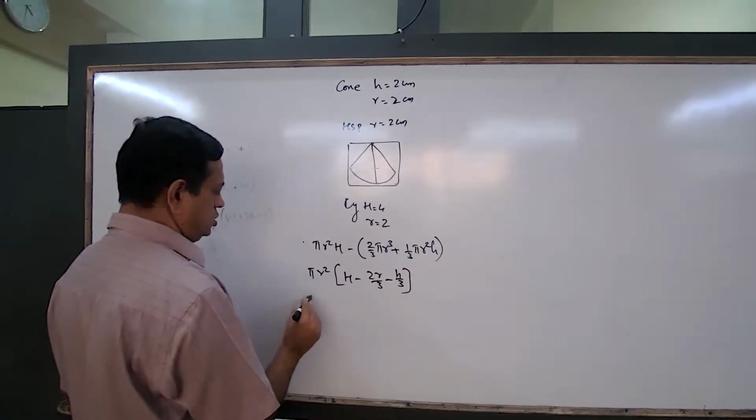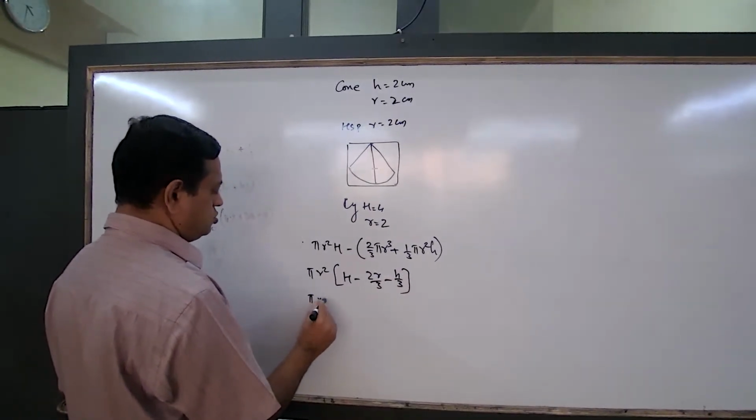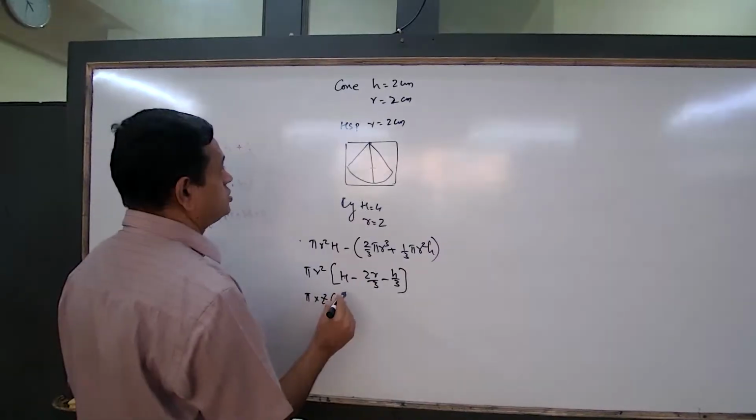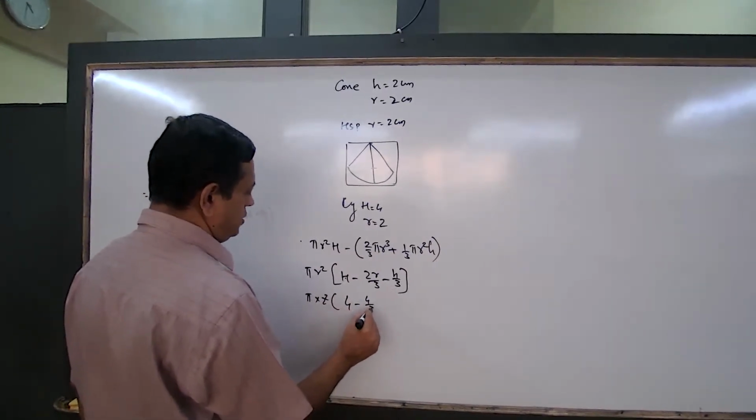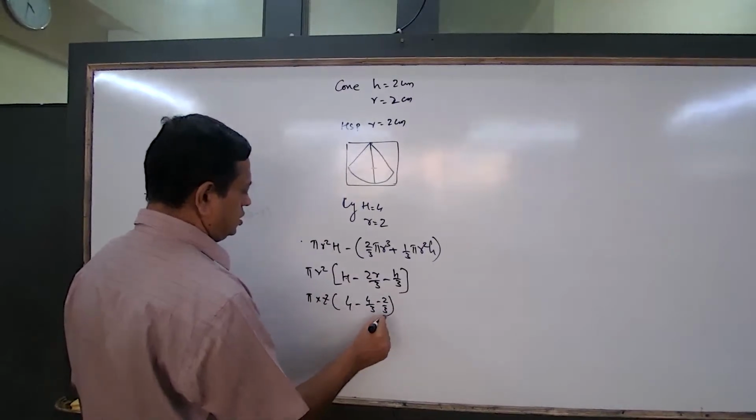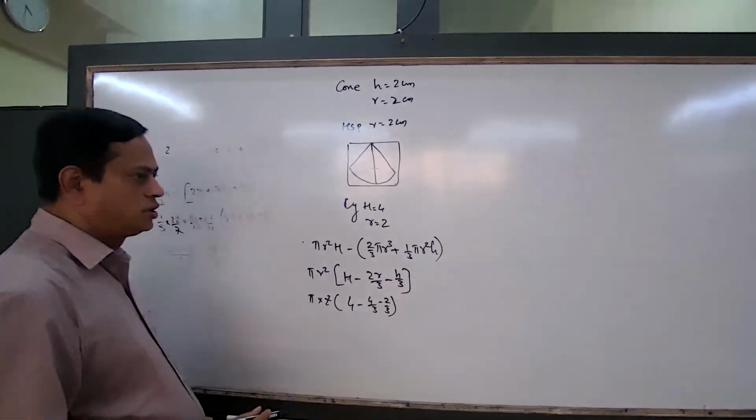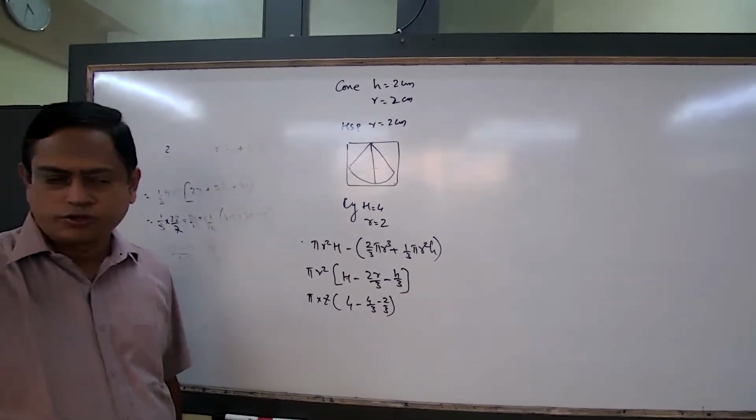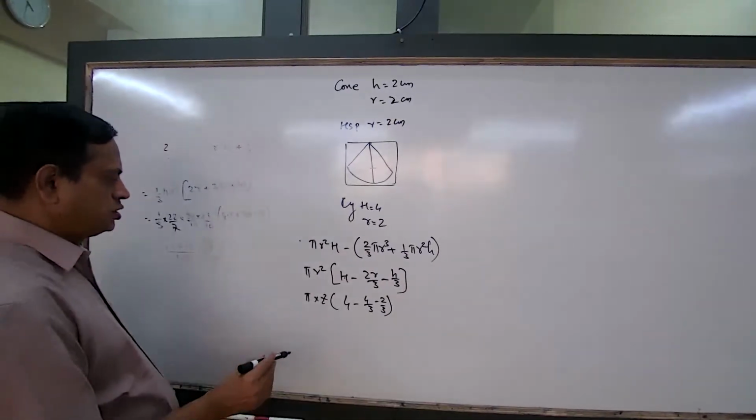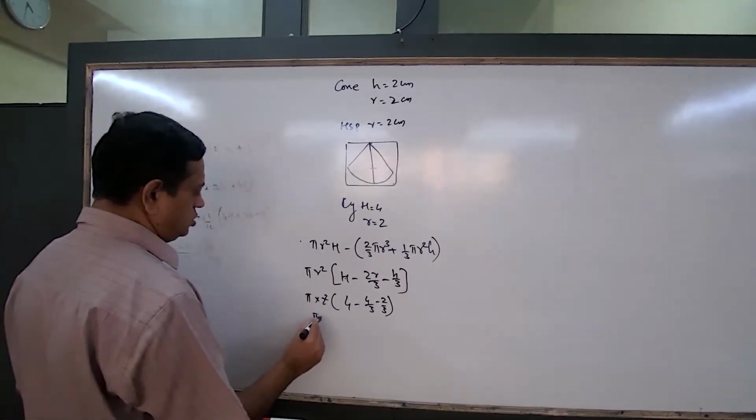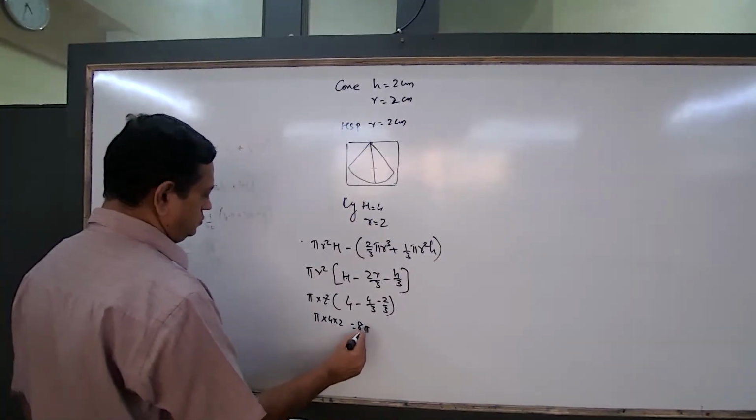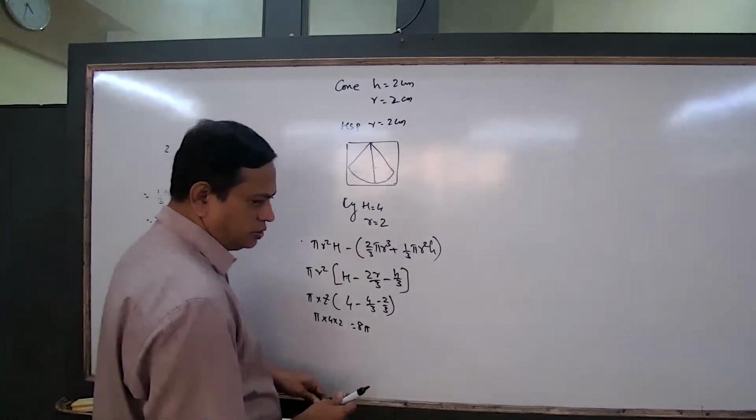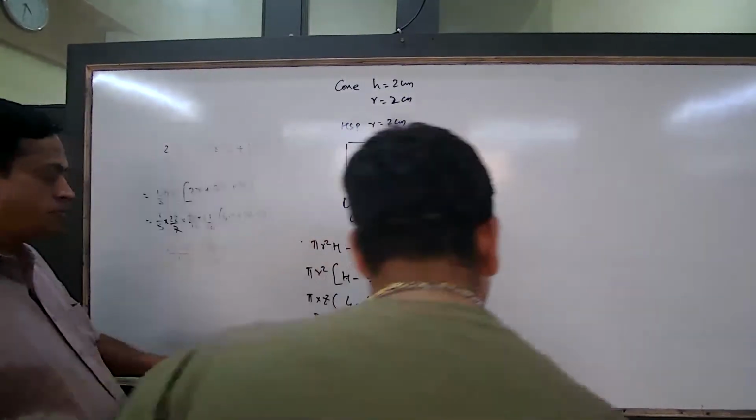That is pi into 2 square. Then capital H is 4, minus 2 into 2 by 3, that is 4 by 3, minus 2 by 3. What is 4 by 3 minus 2 by 3? That is 6 by 3, 2, 4 minus 2. That is equal to pi into 4 into 2, 8 pi. Good. 8 pi centimeter cube.